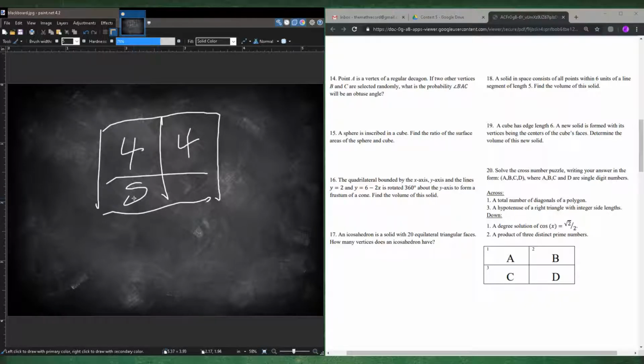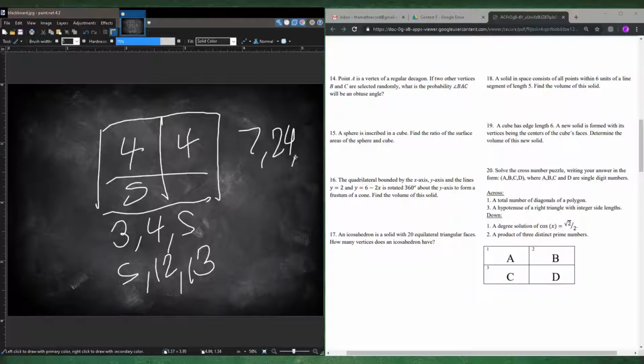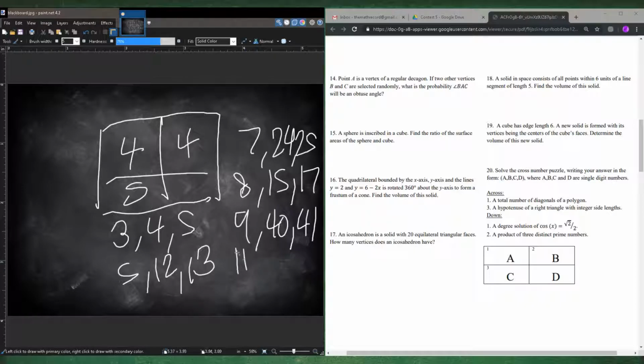Now we have 5, a hypotenuse of a right triangle with integer side lengths. So you basically have to satisfy a Pythagorean triple. So let's say 3, 4, 5, 5, 12, 13, 7, 24, 25, 8, 15, 17, 9, 40, 41, 11, 60, 61. Okay, so after that it doesn't work. But these are not all of them. I'm just going to do a rough estimate. If you multiply all these numbers by 10, that'll be 30, 40, 50. So you have a 0.